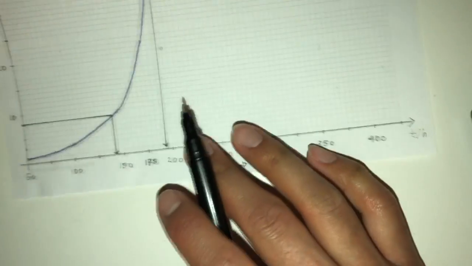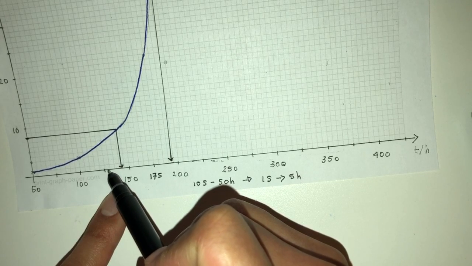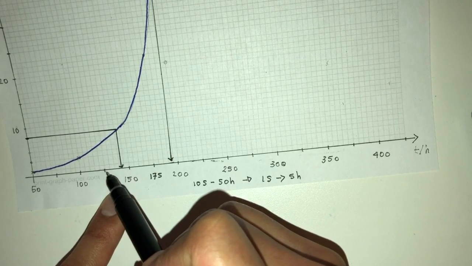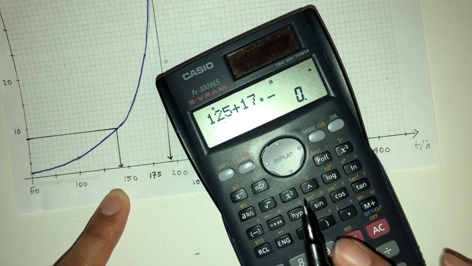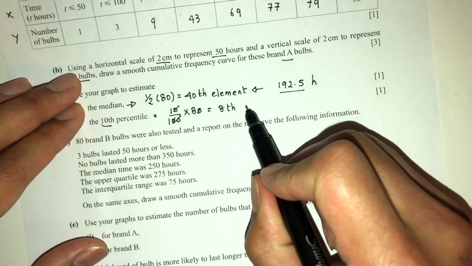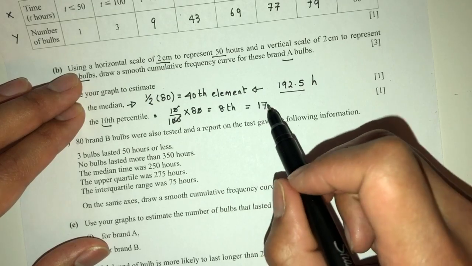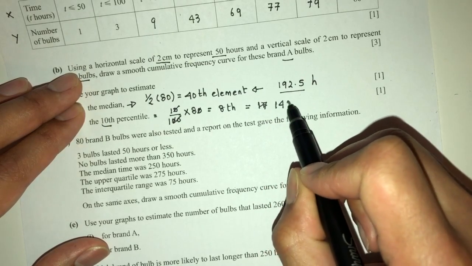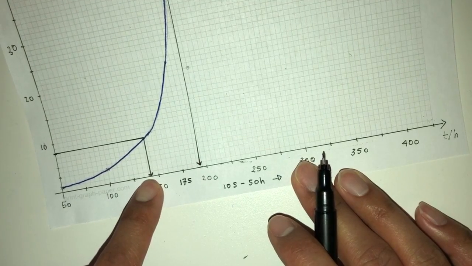Okay, so now we have this reading. So what is that reading? Let's find out. This is 125. We have 1, 2, 3 again, half. So 125 plus 17.5, that will be 142.5. So according to my graph, my 10th percentile is 142.5, not 17. 17.5 is just squares, but here as you can see, 125, this is 142.5 hours for my reading here.